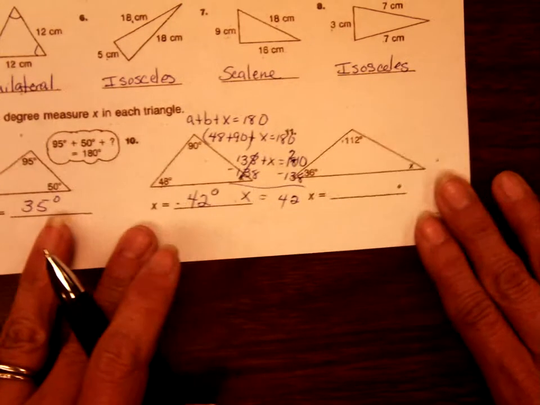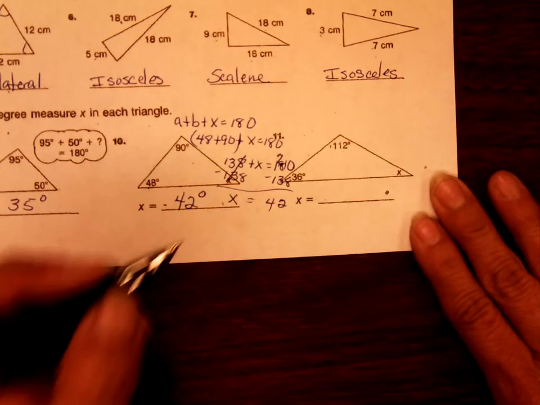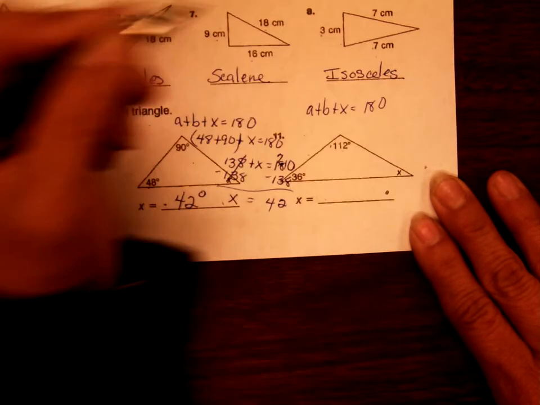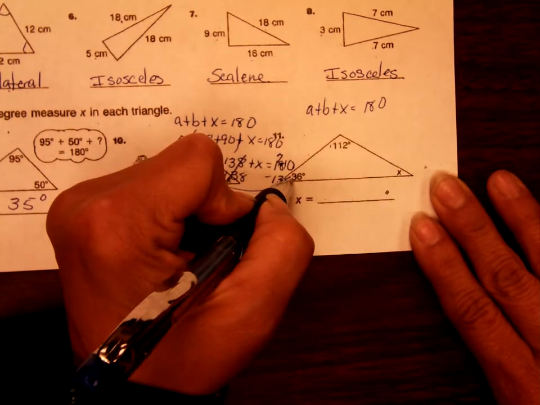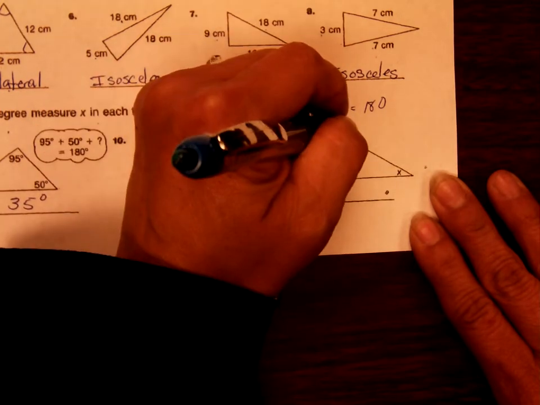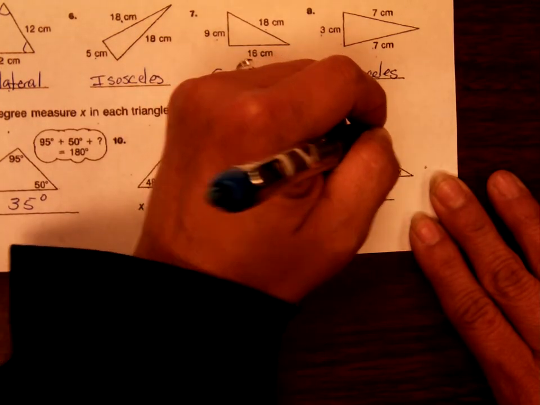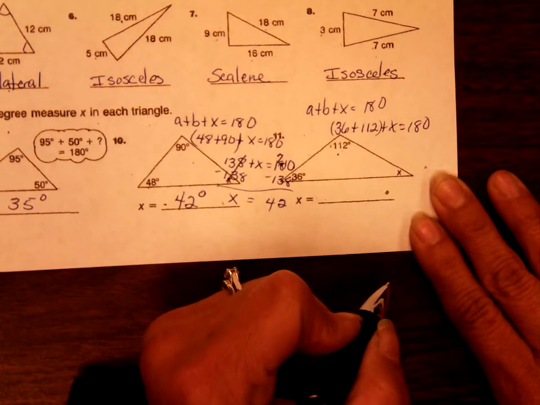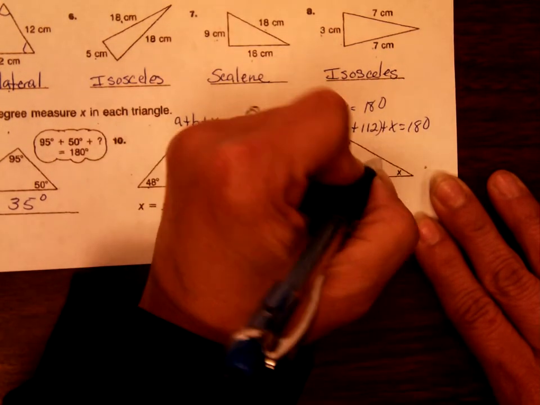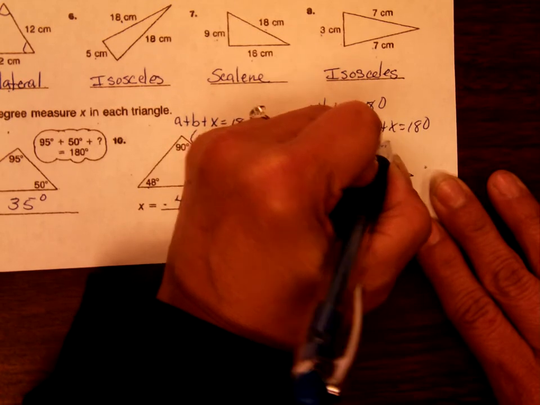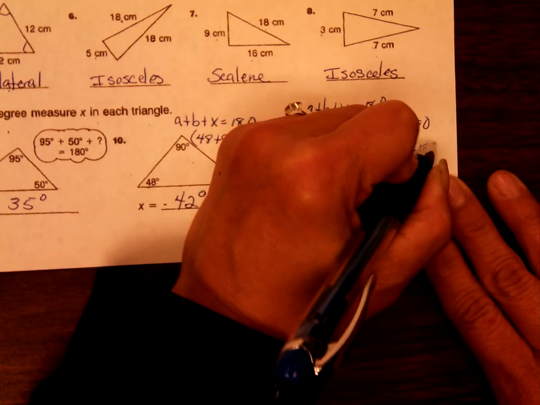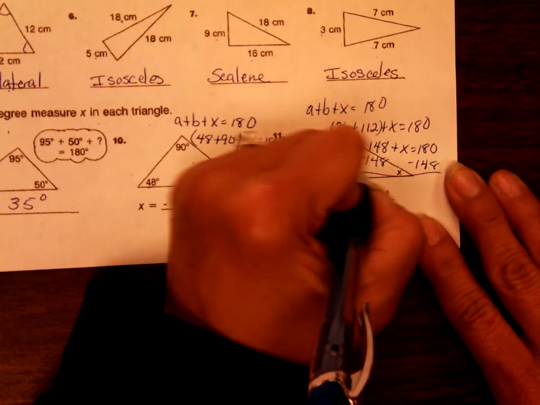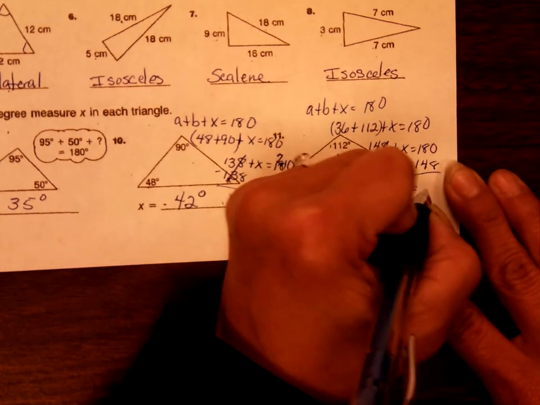Number 11 is exactly like number 10. So you have a plus b plus x is equal to 180. Replace your a and b with 36 degrees and 112 degrees. So 36 plus 112 plus x is equal to 180. Add 36 plus 112, and you get 148 plus x is equal to 180. Subtract 148 on both sides, and x is equal to 32 degrees.